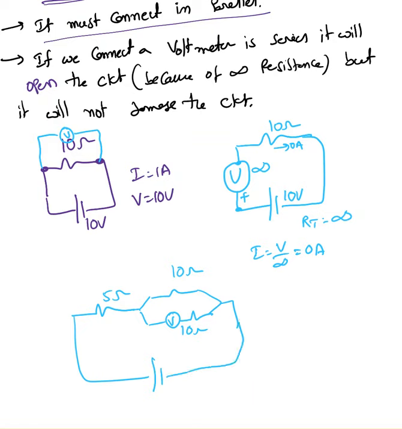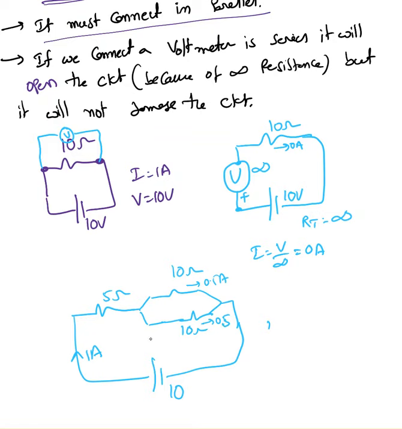In this case, before connecting the voltmeter, say I don't have a voltmeter, then these two are in parallel: 10 in parallel with 10, which is 5 plus 5, 10 ohms. The current is supposed to be 1 ampere, and here it is 0.5 ampere, and here it is 0.5 ampere.